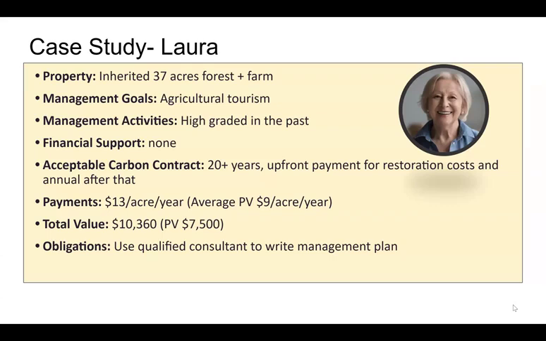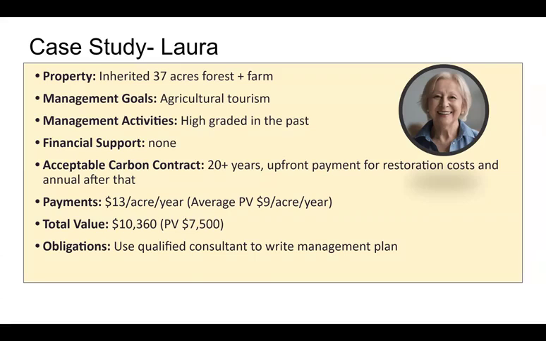Our first case study is of Laura. She inherited a forest that was part of a larger farm and wanted to reinvest in the land through agritourism. The forest had been high graded in the past, so it was not worth much for timber. She found a program that paid her to restore the forest, but it required a long term contract. She received about $13 per acre each year, averaging $9 per acre over 20 years.